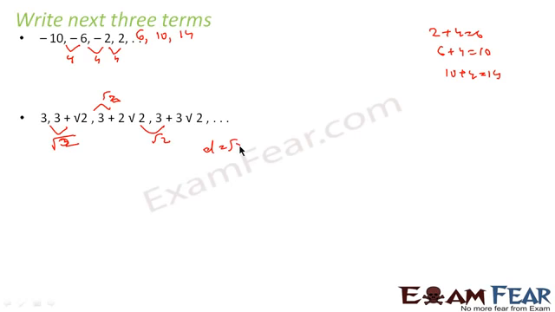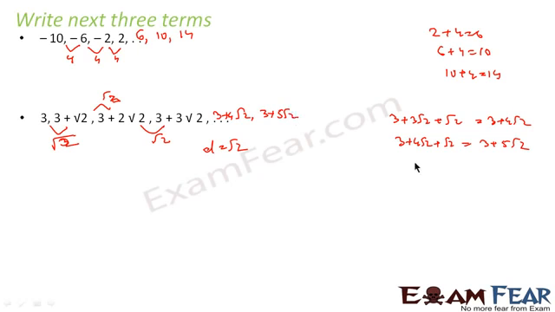To find the next term, on this term, that is 3 plus 3 root 2, let me add root 2. What will I get? 3 plus 4 root 2. So the next term is 3 plus 4 root 2. Now on this term, 3 plus 4 root 2, let me add root 2 again. So I'll get 3 plus 5 root 2. Now on this term, 3 plus 5 root 2, let me add root 2 again. I'll get 3 plus 6 root 2. So my next 3 terms are 3 plus 4 root 2, 3 plus 5 root 2 and 3 plus 6 root 2.